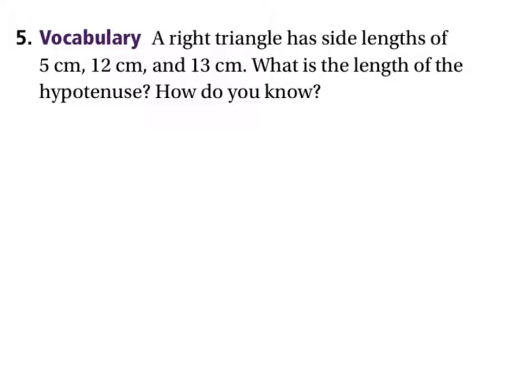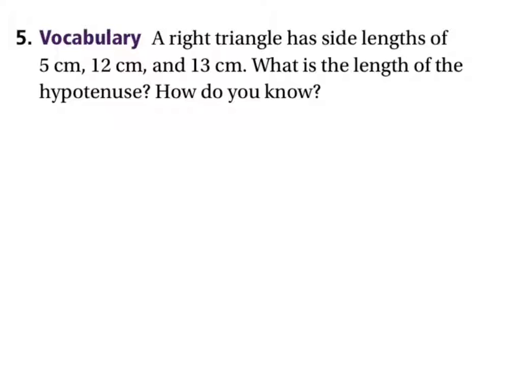A right triangle has side lengths of 5 centimeters, 12 centimeters, and 13 centimeters. What is the length of the hypotenuse? And how do you know? Well, we've got the lengths of the sides, so we're really just picking from one of these. And what is the length of the hypotenuse?